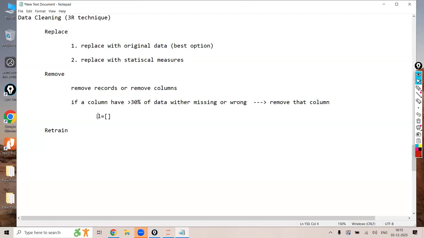After identifying the wrong data, simply apply the length function on this. Automatically you will get the total number of wrong values. Divide it by the total number of records, that is nothing but length of df. So length of wrong data divided by length of df, multiplied by 100, gives you the percentage. If this value is greater than 30%, then remove that column itself.